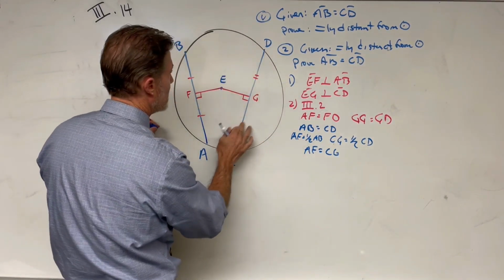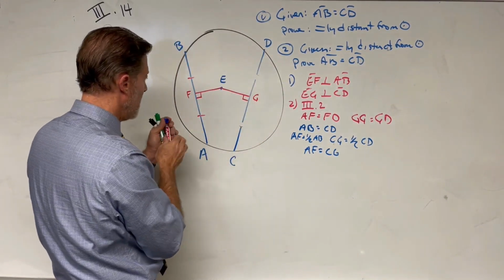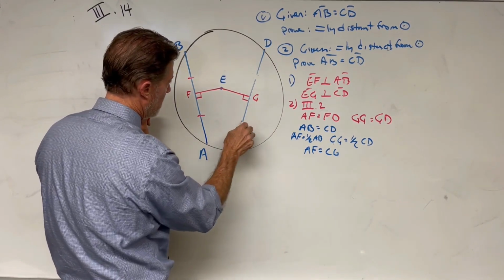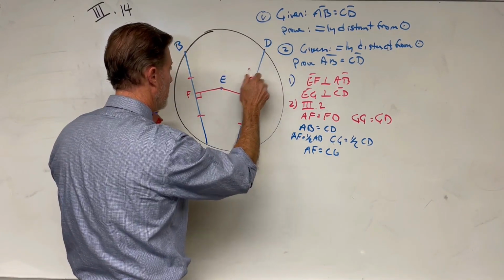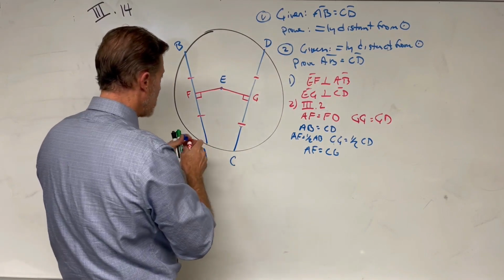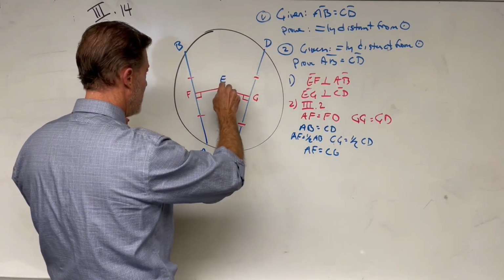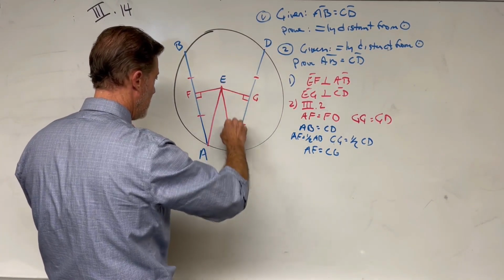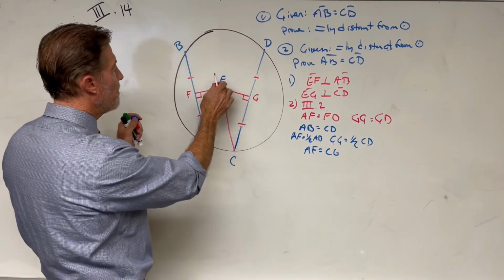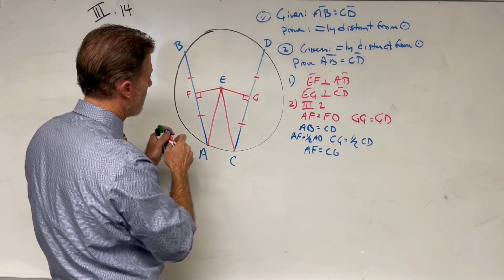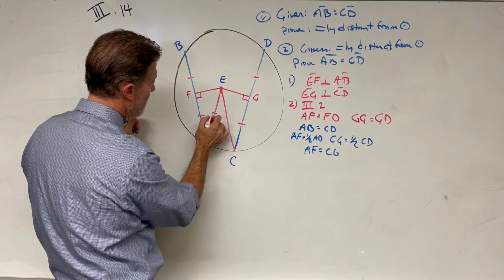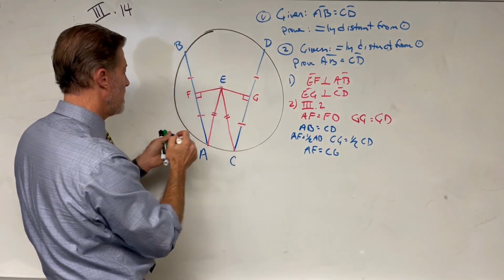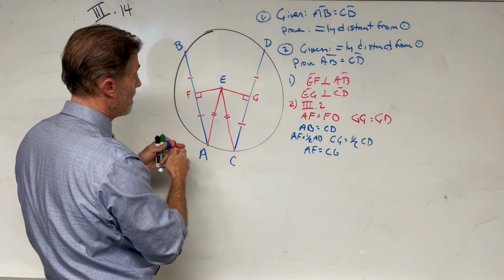So I'll change these out. Since these are all equal, I'm just going to make all these hash marks equal. So this is equal to this. Now let's connect some more points. Let's connect EA and EC. And what we can see is we formed two right triangles. We also know that EA and EC are equal because they are radii of the same circle.